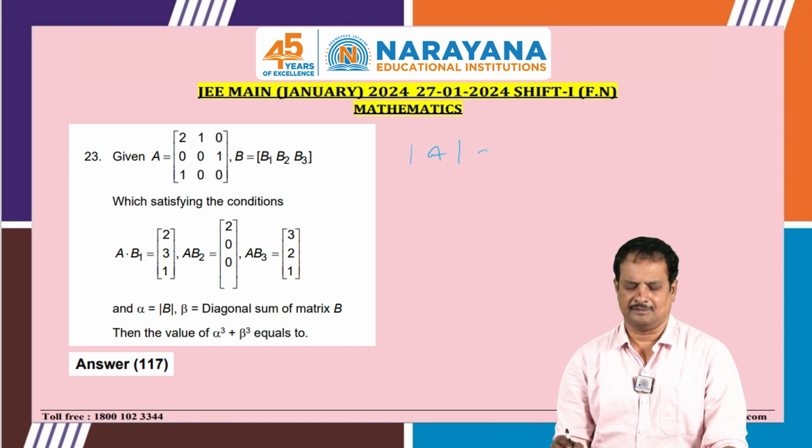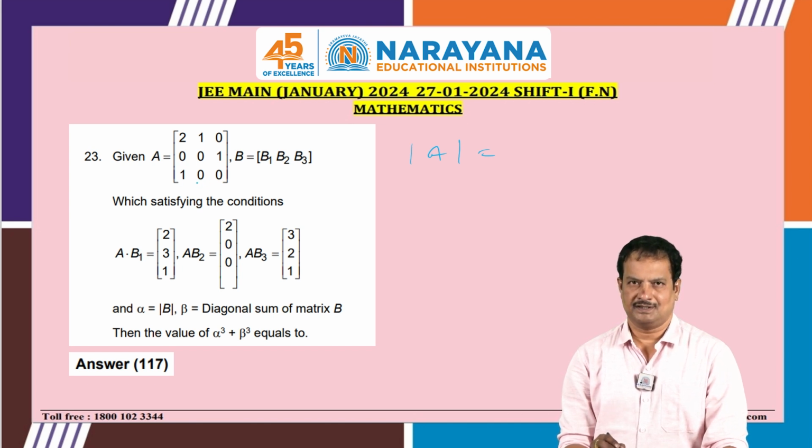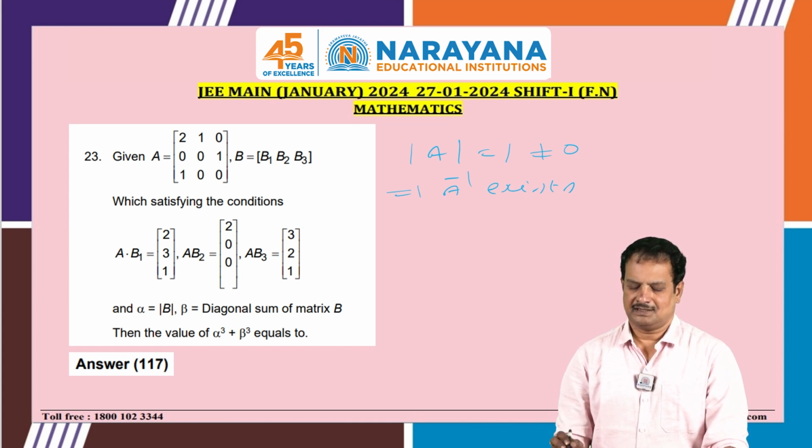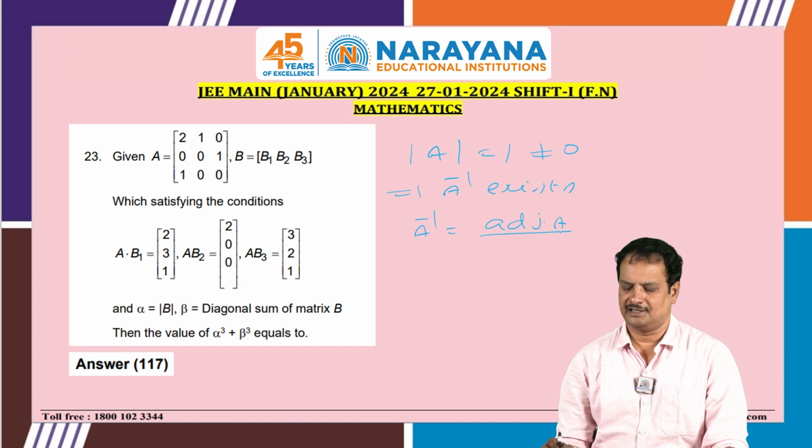What was the determinant of A? You can use any row, any column to find out the determinant. According to the properties of the determinants, you can take any row or any column to expand this. For example, if you have taken the last row, then 1 into 1. So determinant of A is 1, which is not 0. That means A inverse exists because it is a non-singular matrix. So let's find out A inverse by the formula A inverse equal to adjoint of A by det A.